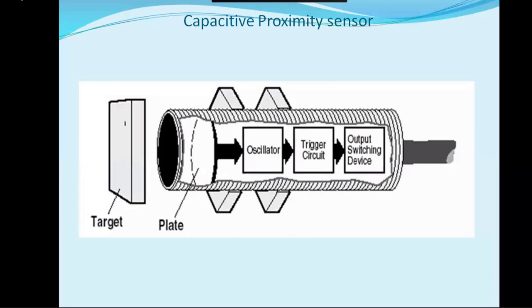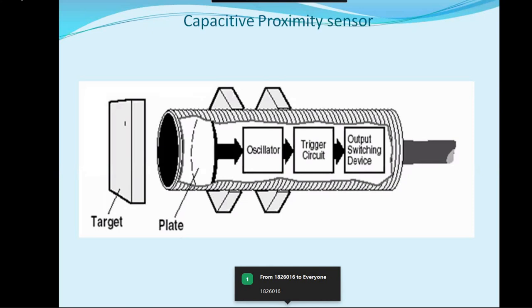The capacitive proximity sensor basically produces an electrostatic field. When an object approaches the sensing area, what will happen? The capacitance of both the plates increases, resulting in an oscillator amplitude gain. That means the amplitude will become high. I mean, it will start oscillating.